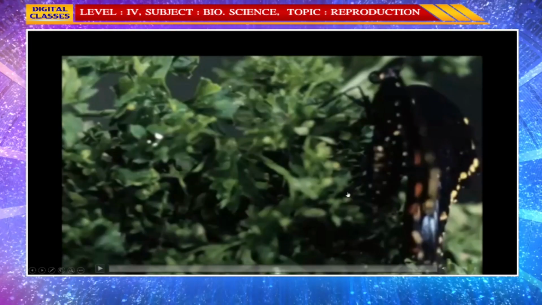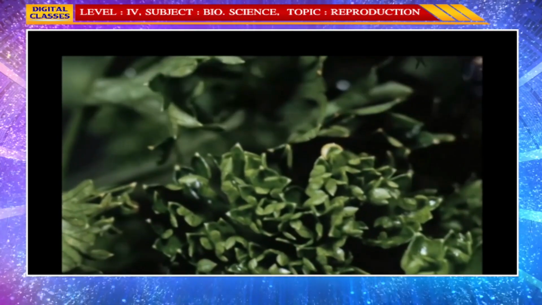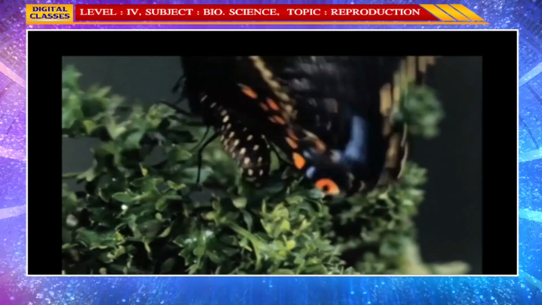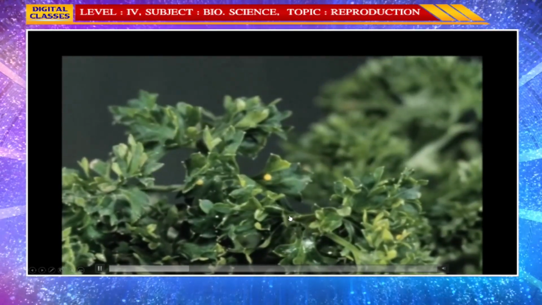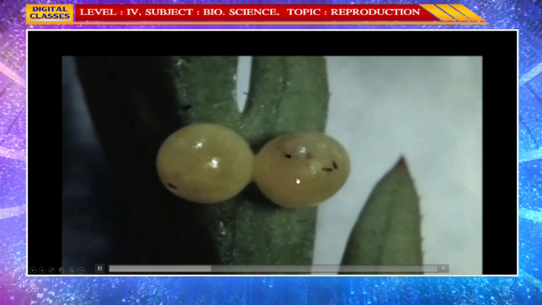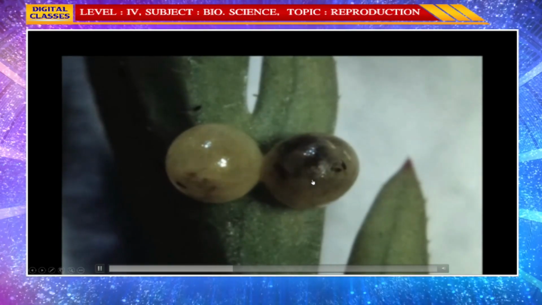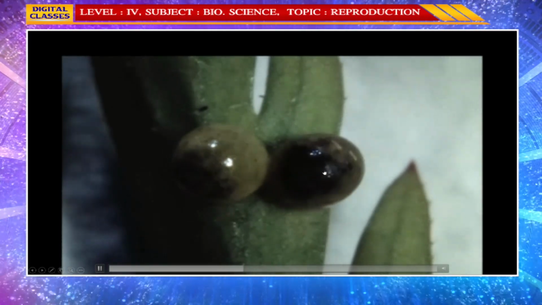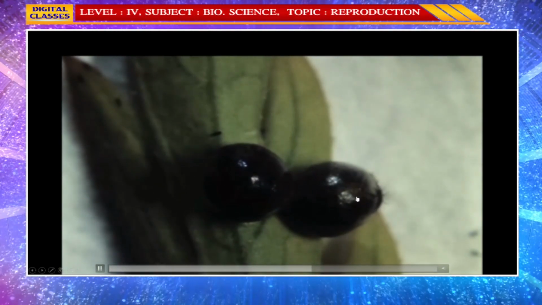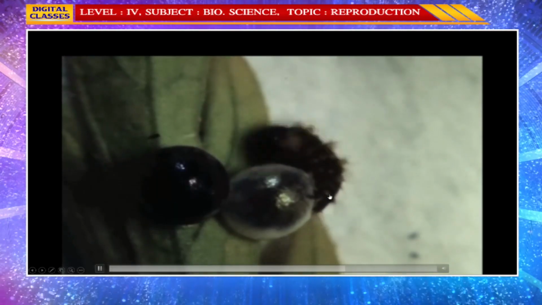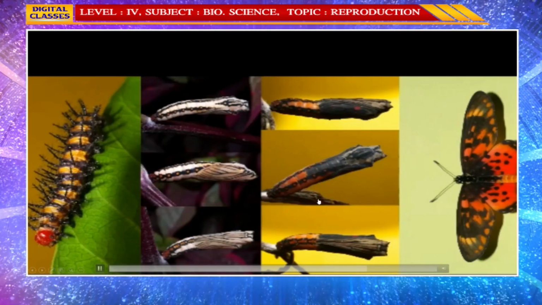Here you can see the metamorphosis in butterfly. The adult female butterfly lays eggs. Eventually, they hatch into larvae known as caterpillars. Look at this. These eggs hatch into caterpillars. The larva is called a caterpillar. See the caterpillar coming out from the egg. These caterpillars feed on the leaves of various plants.